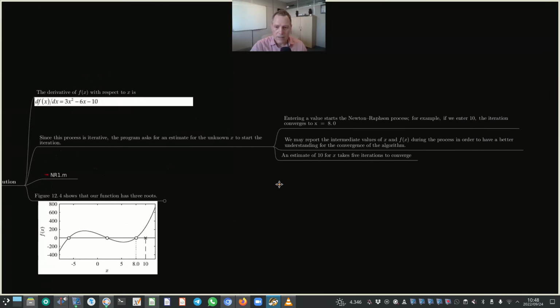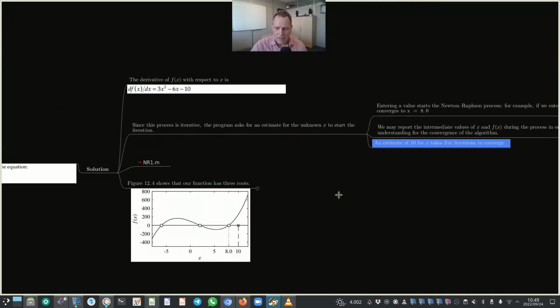So, we will enter a value, and that starts the Newton-Raphson process. For example, if we enter 10, the iteration converges to x equals 8. We may report the intermediate values of x and f(x) during the process in order to have a better understanding of the convergence of the algorithm. And we'll look at how this algorithm converges in a minute. An estimate of 10 for x takes 5 iterations to converge.